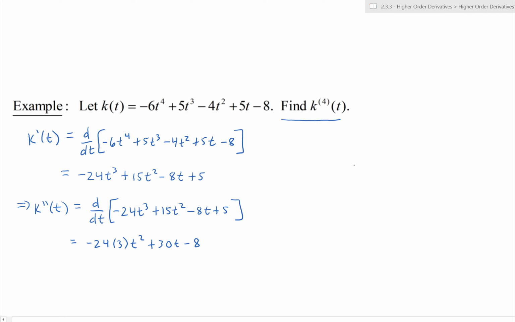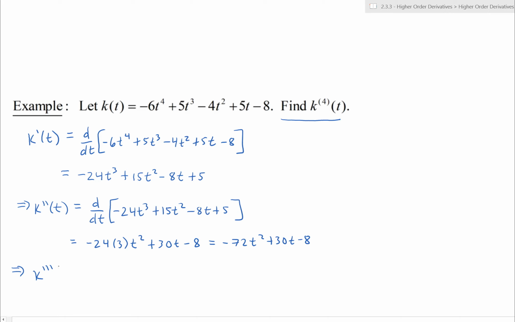Now off on the side, what's 24 times 3? Do it old school because I ain't got my calculator next to me. What do we get? 2, 1, 6, 72. All right, so this is the same as negative 72t squared plus a 30t minus an 8. Nice. So there's my second derivative. Keep going here. 2 more to go.